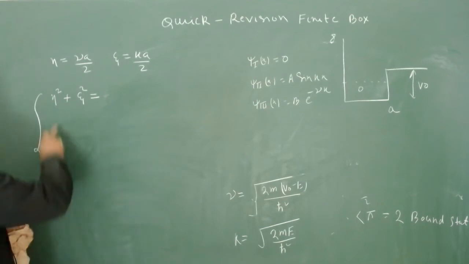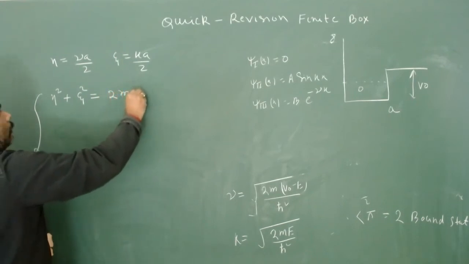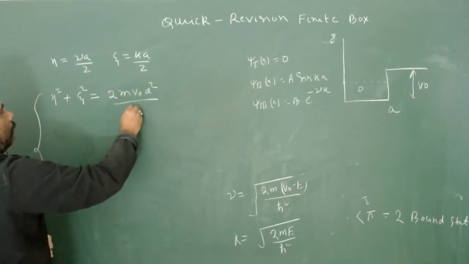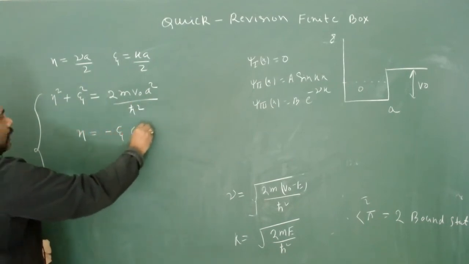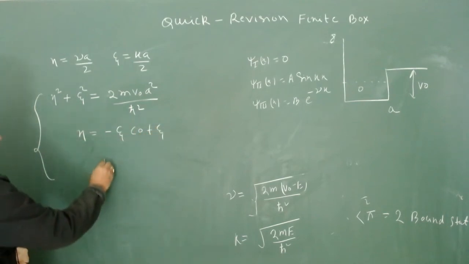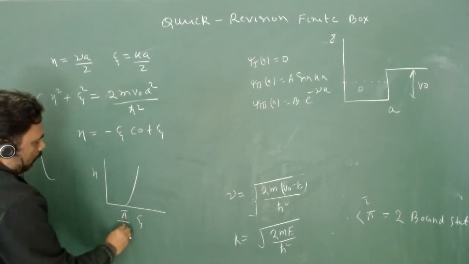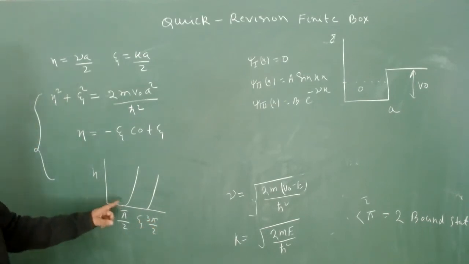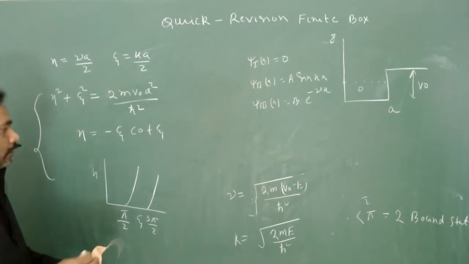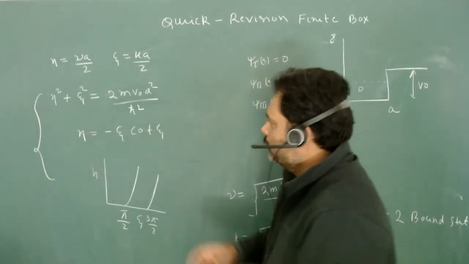We have only the odd boundary condition. If we calculate eta squared plus xi squared, this value is 2m V naught a squared upon h cut squared. And here eta is equal to minus xi cot xi. We have to plot eta versus xi, and it will start from pi by 2 and then go to 3 pi by 2. There should be some minimum value of V naught such that you can have at least one bound state.